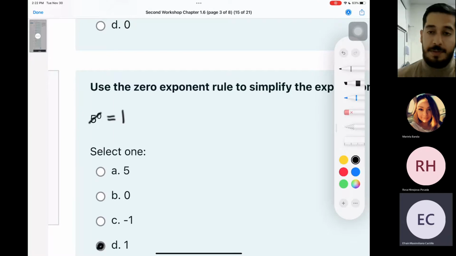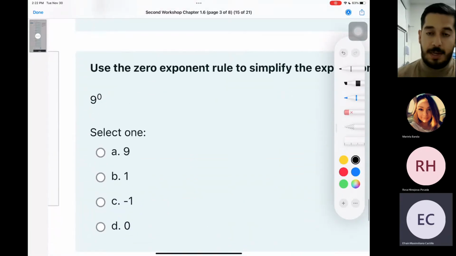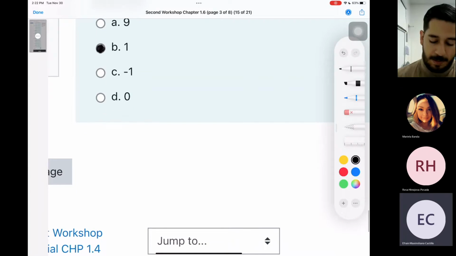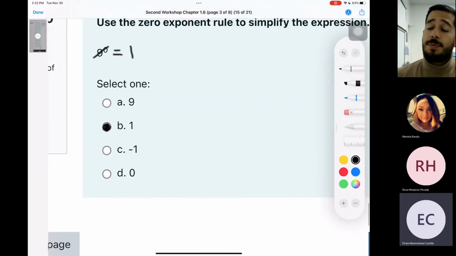Okay. Everything cancels out, the result is 1. 9 to the power of 0, everything cancels out, the result is 1. Okay, anything that's to the power of 0. So up to now we have 3 rules. When we multiply variables, we have to add exponents. When we divide variables, we have to subtract, top minus bottom. And when we have an exponent of 0, it's going to cancel out to a 1.